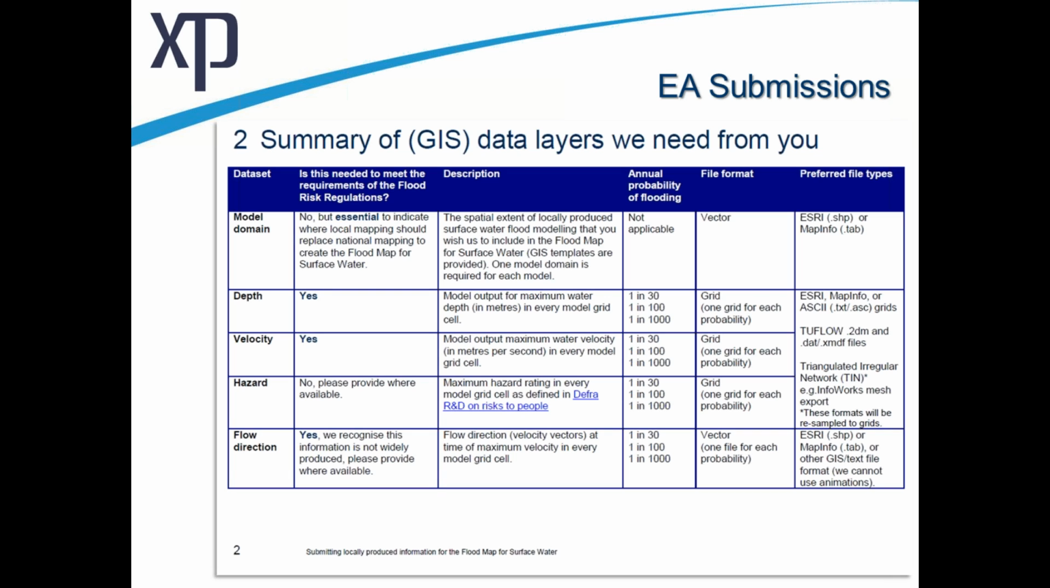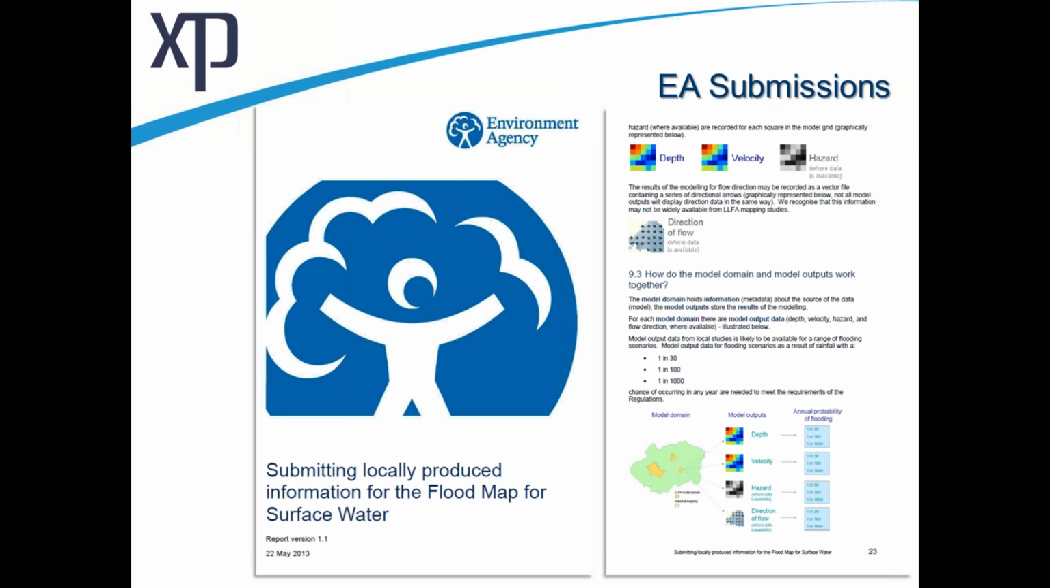But basically, what I want to cover are items such as the model domain outputs, the depth of the flood water, the velocity, hazard rating, and also the flow directions. If you look on the right-hand side, you can notice that there are some preferred file types that the Environment Agency would prefer for your models to export out as. What I'm going to do is show you how to export those results in accordance with those particular file formats. Now, if you're not in England, that's not a problem, because if you let us know the formats that you are interested in, we can maybe show you how to do that in future webinars. So I look forward to those questions.